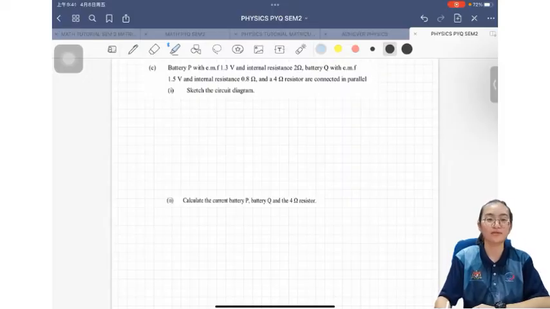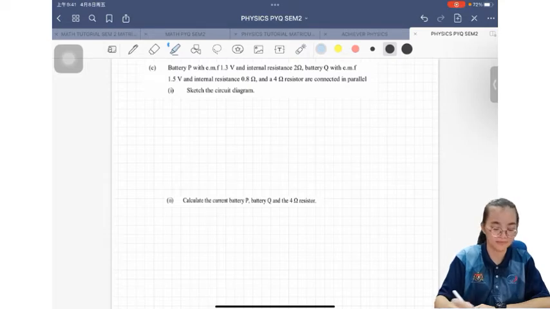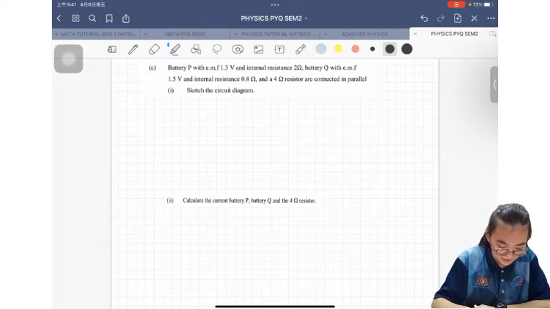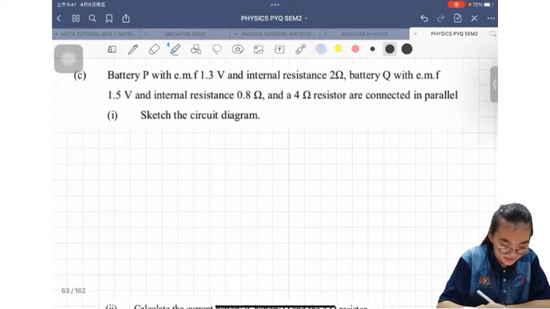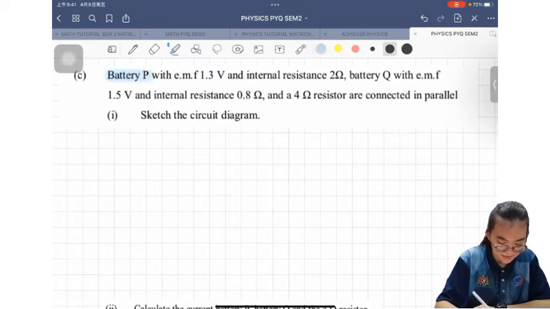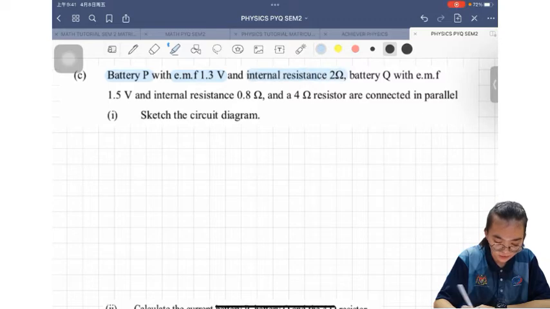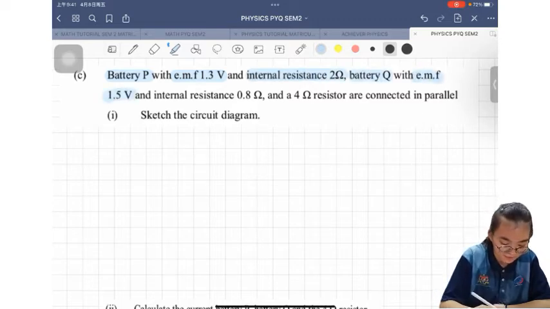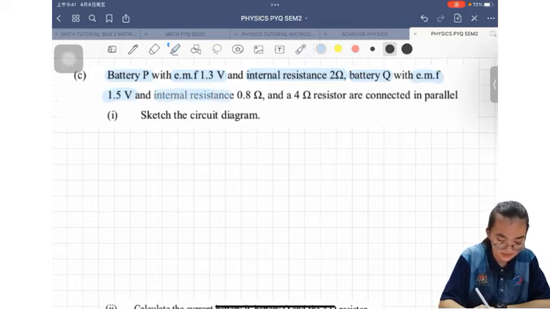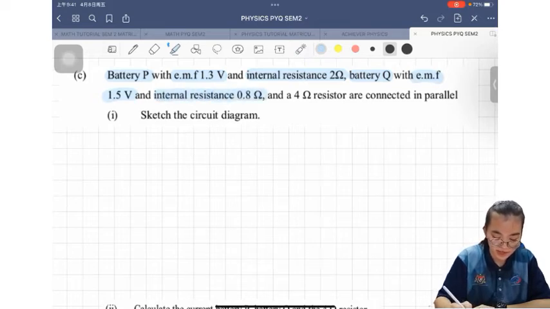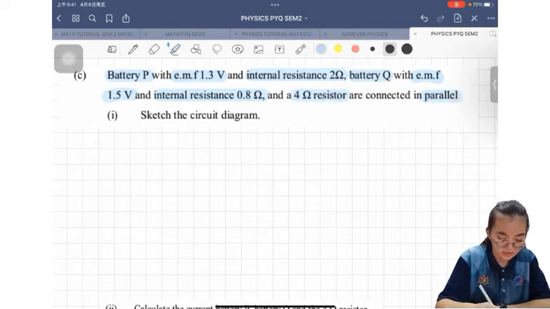Let us look at the last question. Cell P with EMF 1.2 volt and internal resistance 2 ohm, and cell Q with EMF 1.5 volt and internal resistance 0.8 ohm, and a 4 ohm resistor are connected in parallel. Draw the circuit diagram.